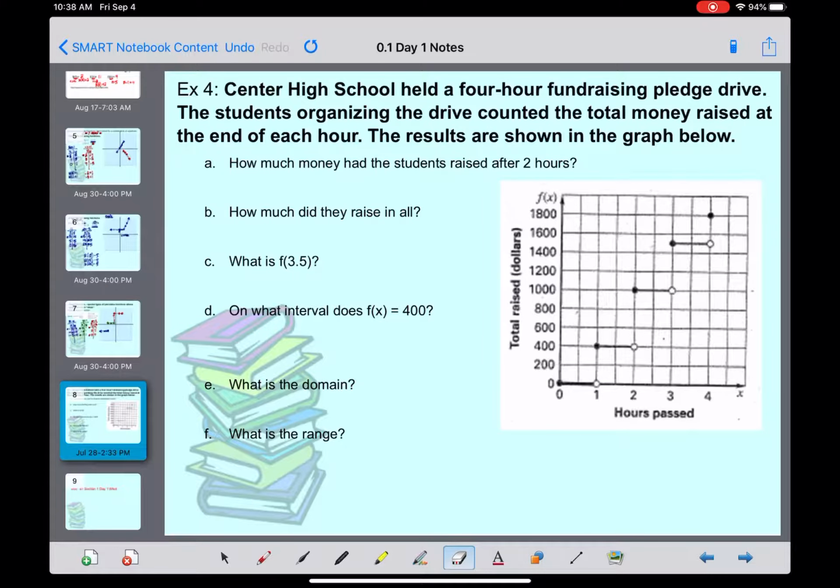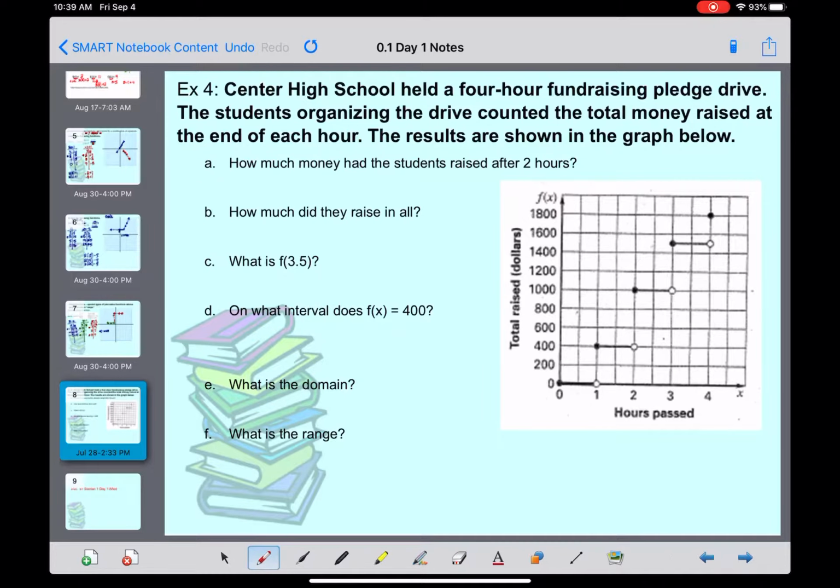Okay, so it's counted at the beginning and it's at 0. I'm not counting it as it comes in. I'm only counting it at the end of each hour. So at the end of hour 1, I notice that it has jumped up to 400. So it's not that I haven't made any money between this point, I just haven't counted it. So it's not on my graph. Okay, so that's just kind of where we're at here.